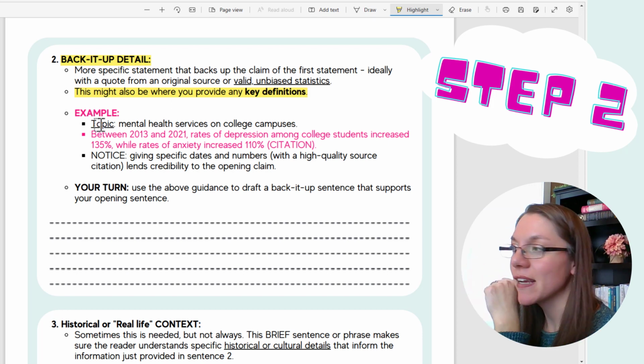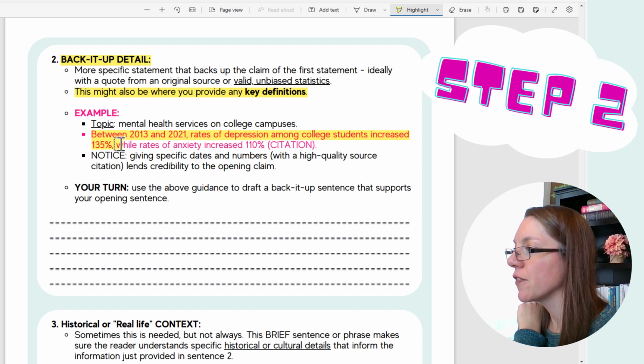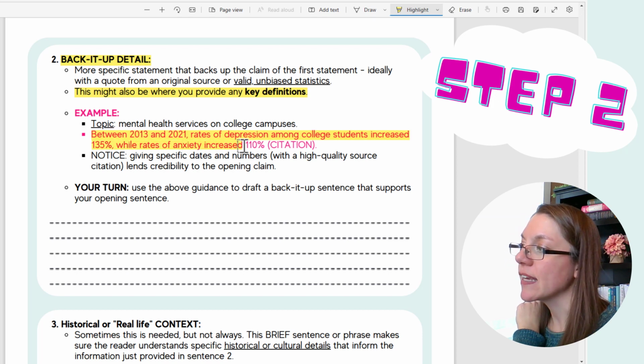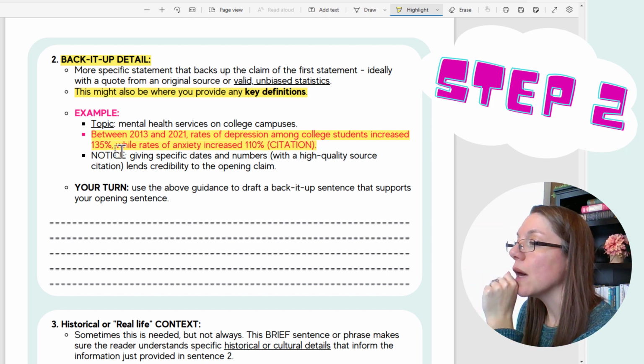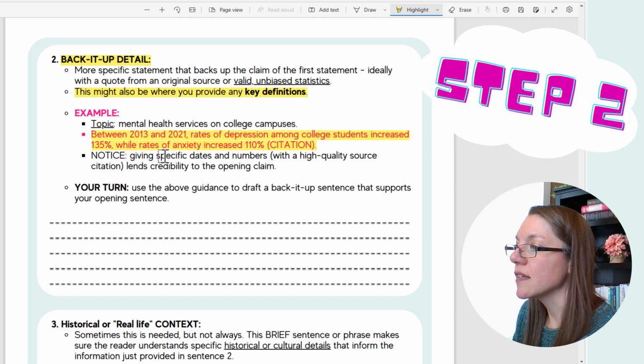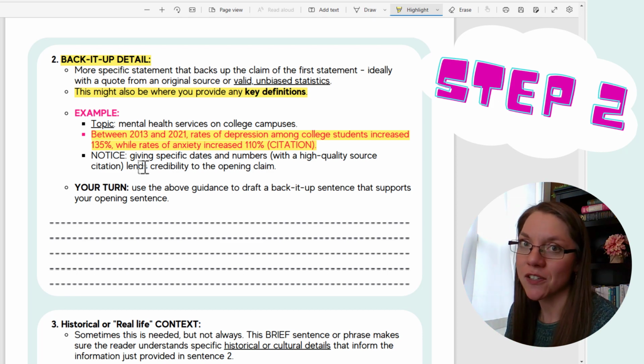So continuing our example, between 2013 and 2021, rates of depression among college students increased 135%, while rates of anxiety increased 110%. And then you put in that citation. Now, one thing to notice here, that giving those specific dates and numbers helps your reader and your prof know you actually did some research here and you're not just making things up, right?